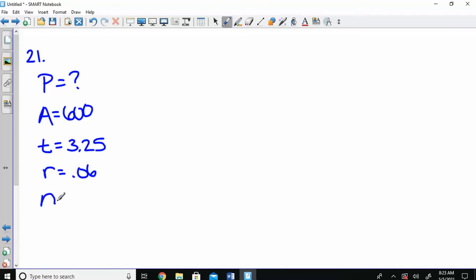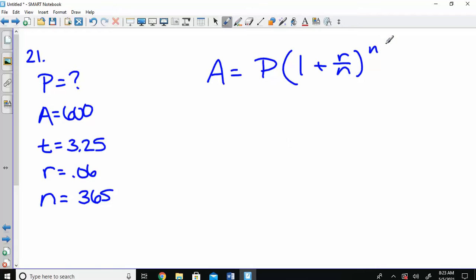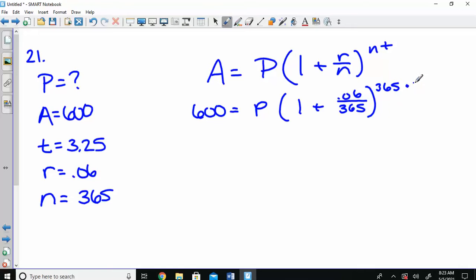Compounded daily, so N number of times a year. I gave you the formula. The only time you use the formula with the E is if I say continuously. So plug in, my A is 600 equals P times (1 plus 0.06 over 365) to this 365 times 3.25 power.